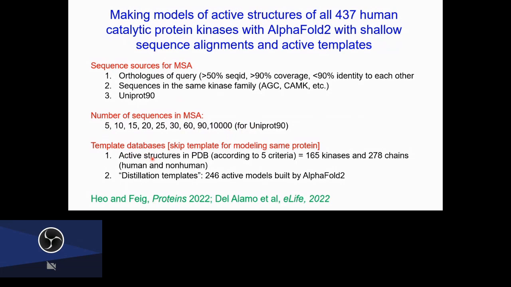For the template databases, we used these 5 criteria to identify active structures in the PDB, and we made a set of 165 kinases and 278 chains, both human and non-human kinases, we allowed those to. And then we used something that we call distillation templates. Those are active structures that we built with AlphaFold with this procedure that produced active models. And then we just use those as templates for making models of other kinases that we don't yet have an active model of. So we call those distillation templates in reference to the original AlphaFold paper, which had a distillation set of models that they used for training.